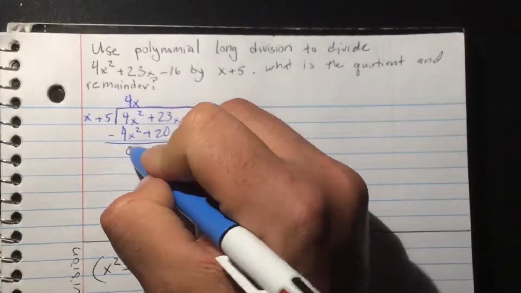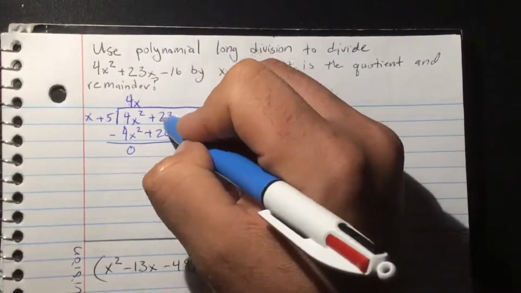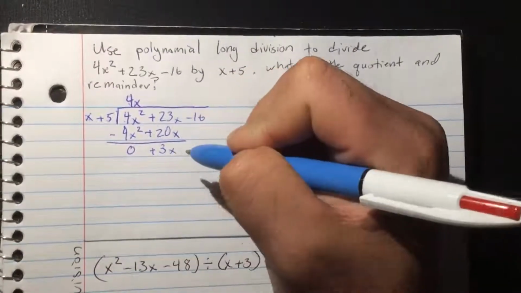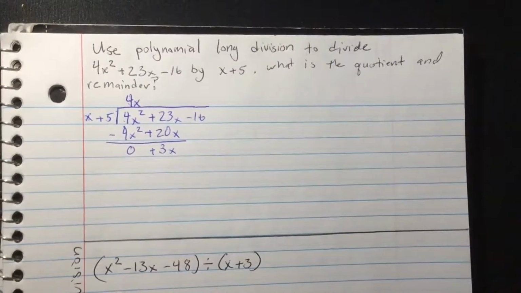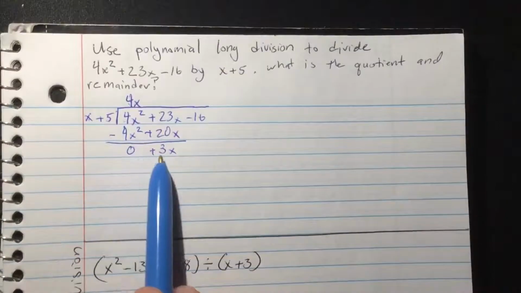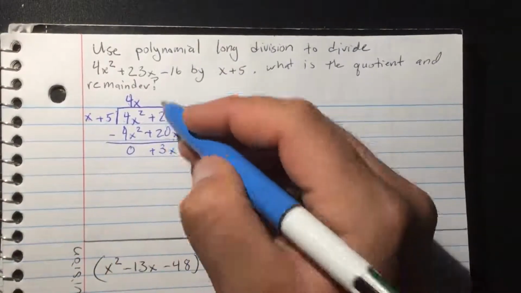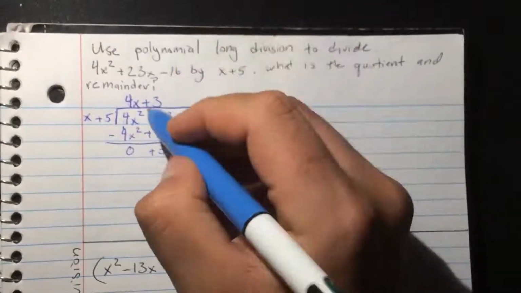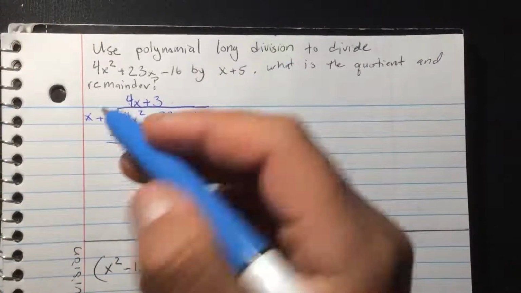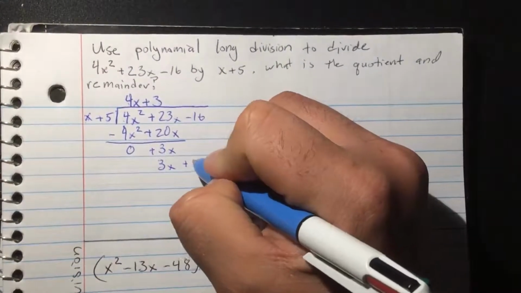So we're going to divide this. This subtracts to 0. 4x squared minus 4x squared is 0. 23x minus 20x is positive 3x. Okay, so now we have our new one, right? Now we have to try to make this look like this. Well, it's actually kind of easy because it already has an x, so all we need is our plus 3. So 3 times x would give us our 3x that we need. But now we have our 3 times our 5, which gives us a positive 15.